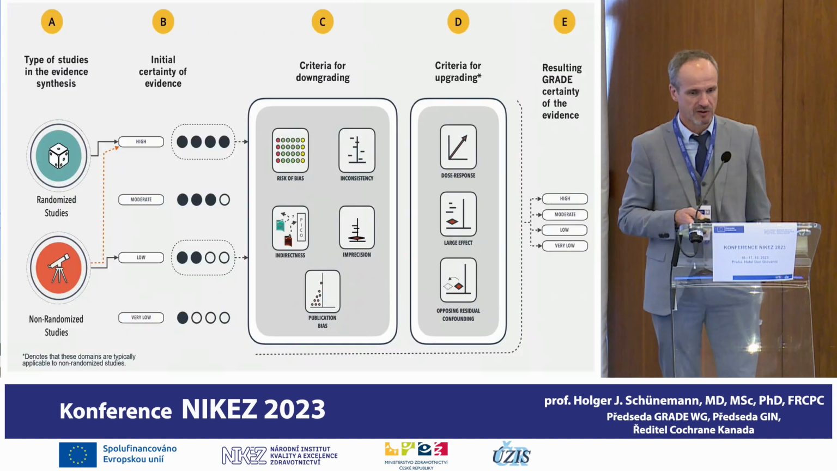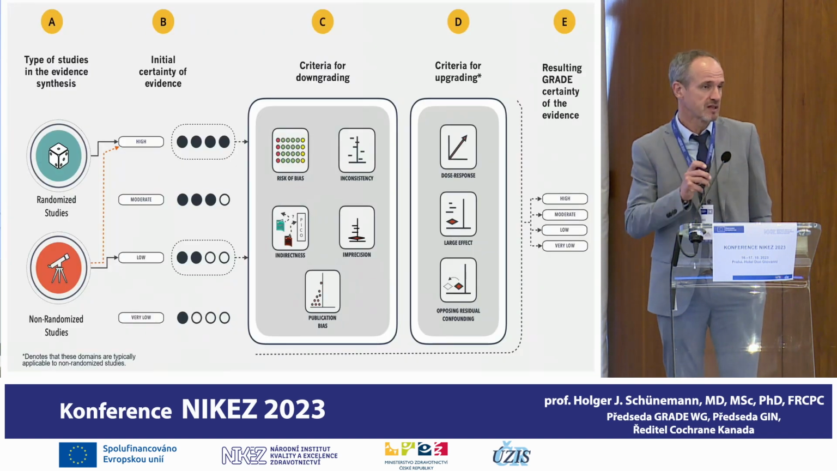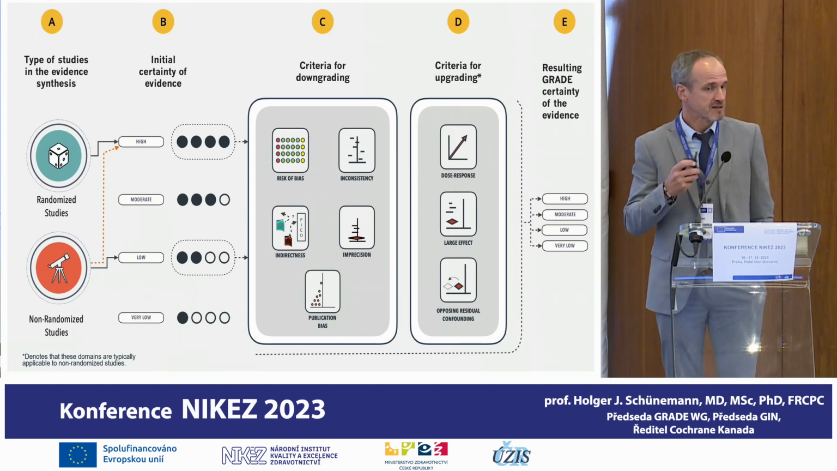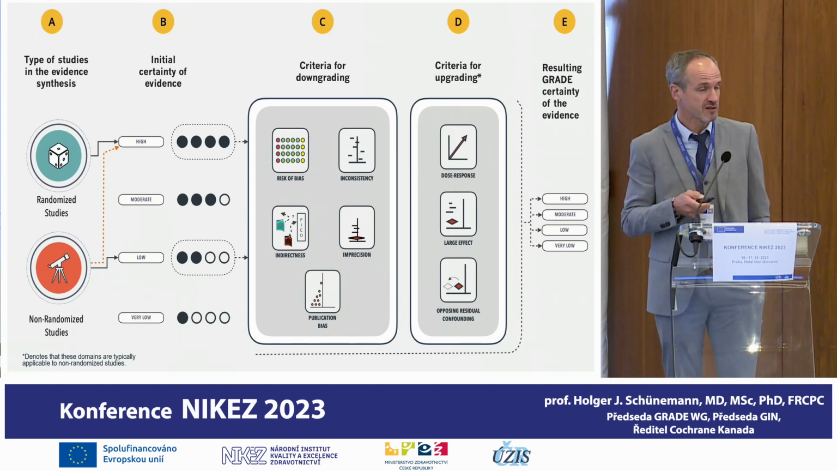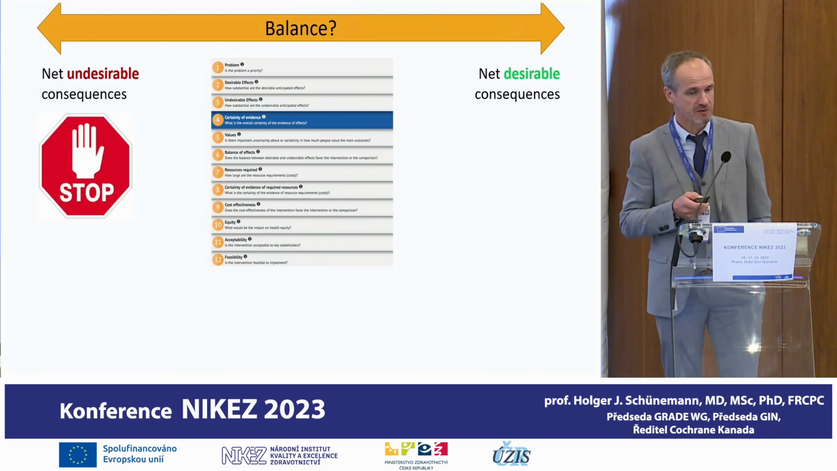And we use different levels. There's a system that can be explicitly followed where we look at randomized studies and non-randomized studies and look at these criteria or the factors that I already mentioned to lower or increase the certainty. Without going into the detail here, this is all based on structured processes to, at the end of the day, make a recommendation either in favor or against an option.